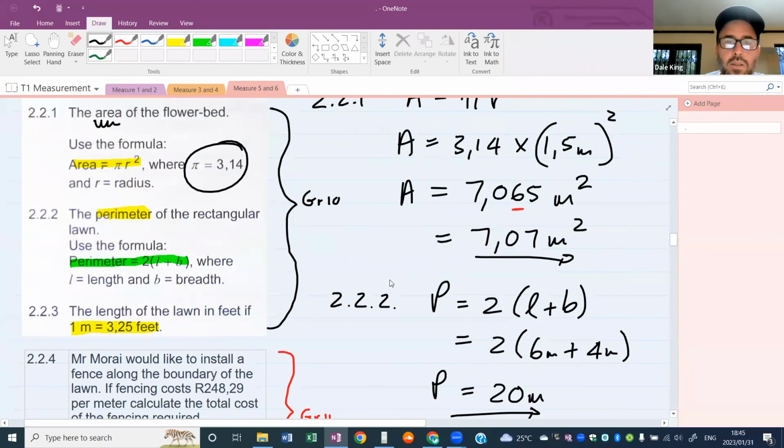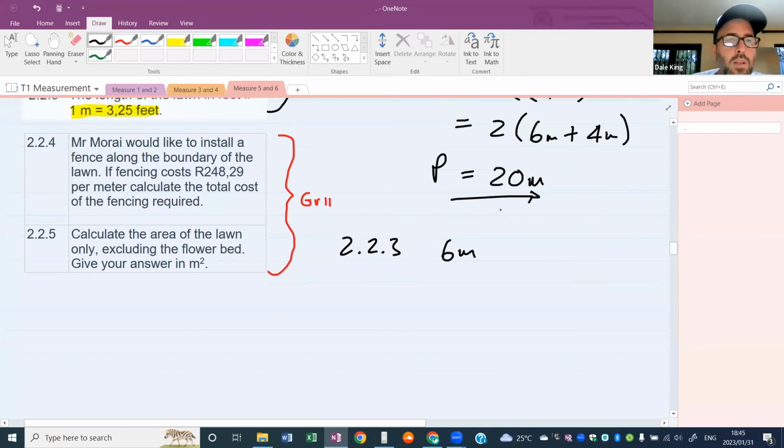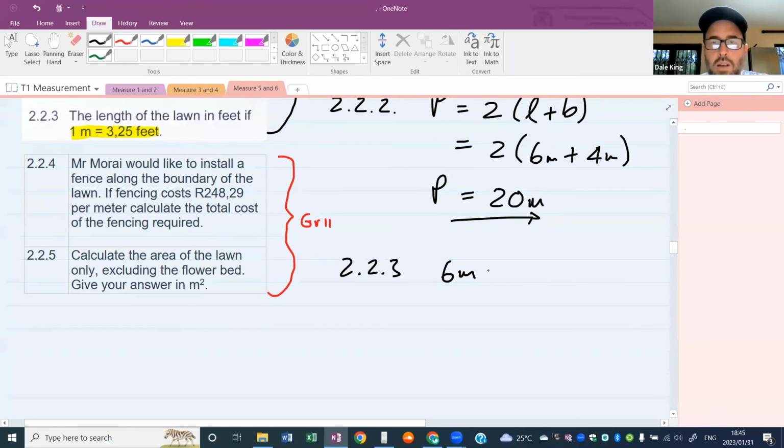It's 6. All right. So for 2.2.3, we have 6 meters, and every one of them is 3,25 feet. Let me check. Yep. Sorry, 3,25. Every one of those meters is 3,25 feet. So times by 3,25.